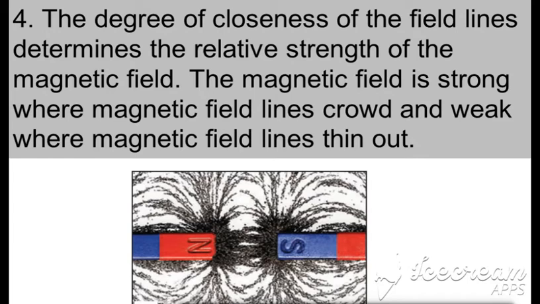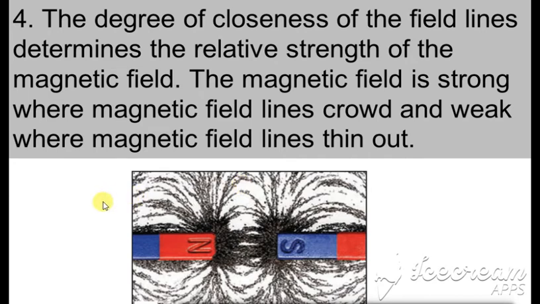So where it is strong, they are crowded, and where it is weak, they are spaced out. Okay, so this is a fourth property of the magnetic field lines. So these are all the properties of magnetic field lines. Okay, so clear with all these properties?